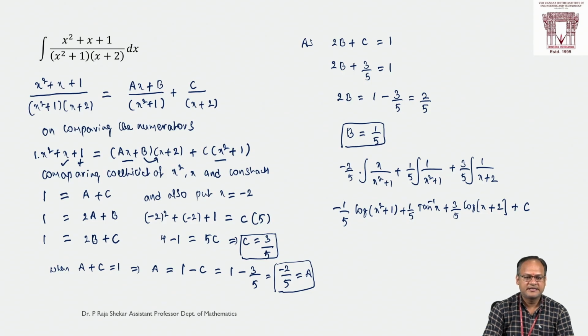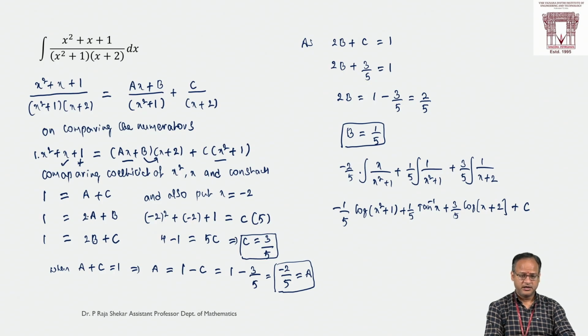So once again the same partial fractions method we applied. As we see, x square plus x plus 1 divided by x square plus 1 into x plus 2. X square plus 1 being a second degree term, we have the partial fraction term correspondingly as ax plus b divided by x square plus 1, and corresponding to the linear term x plus 2, it is c divided by x plus 2. So we did the same thing, comparing the numerators. Why only numerators? Because the denominator is the same, the product of x square plus 1 and x plus 2.